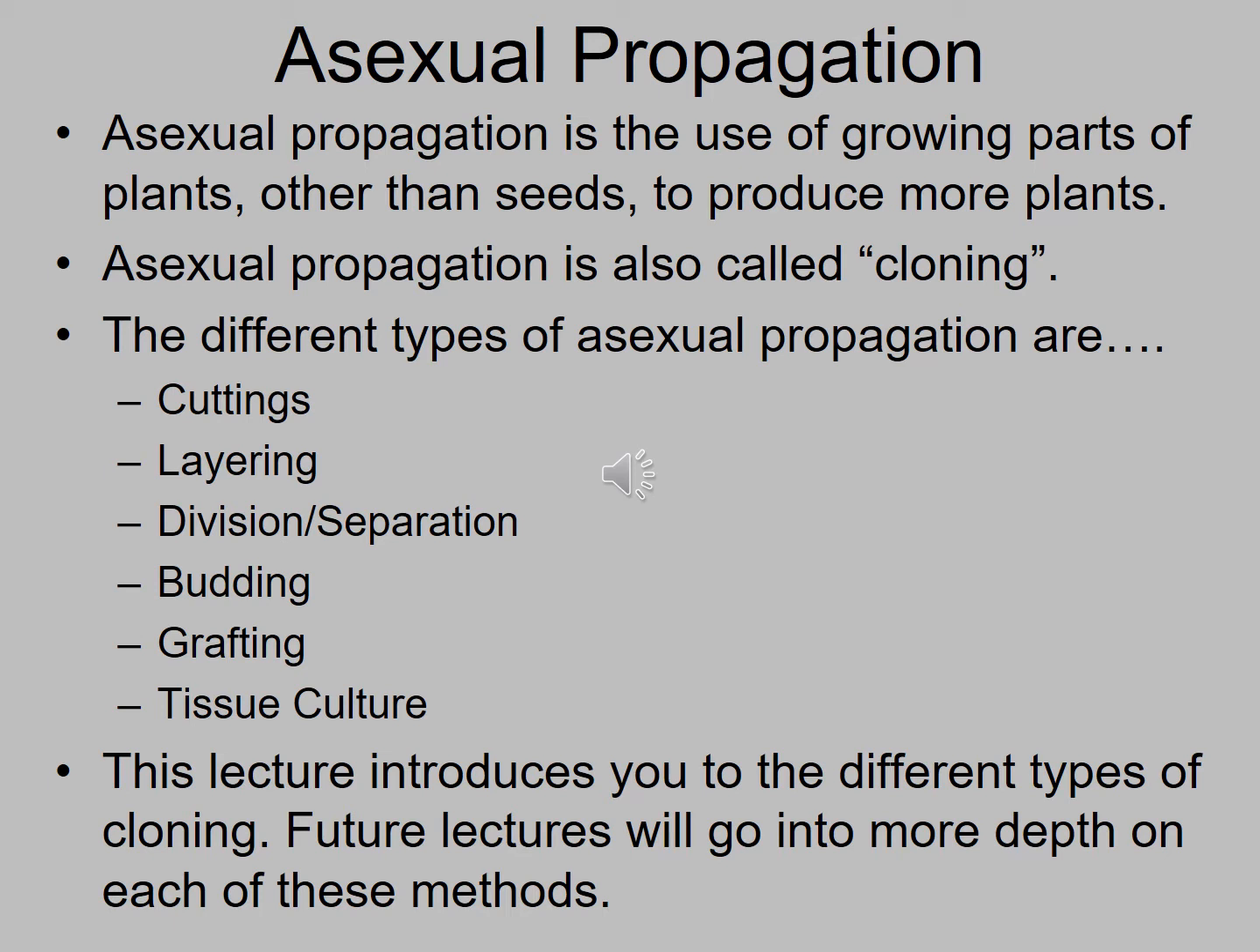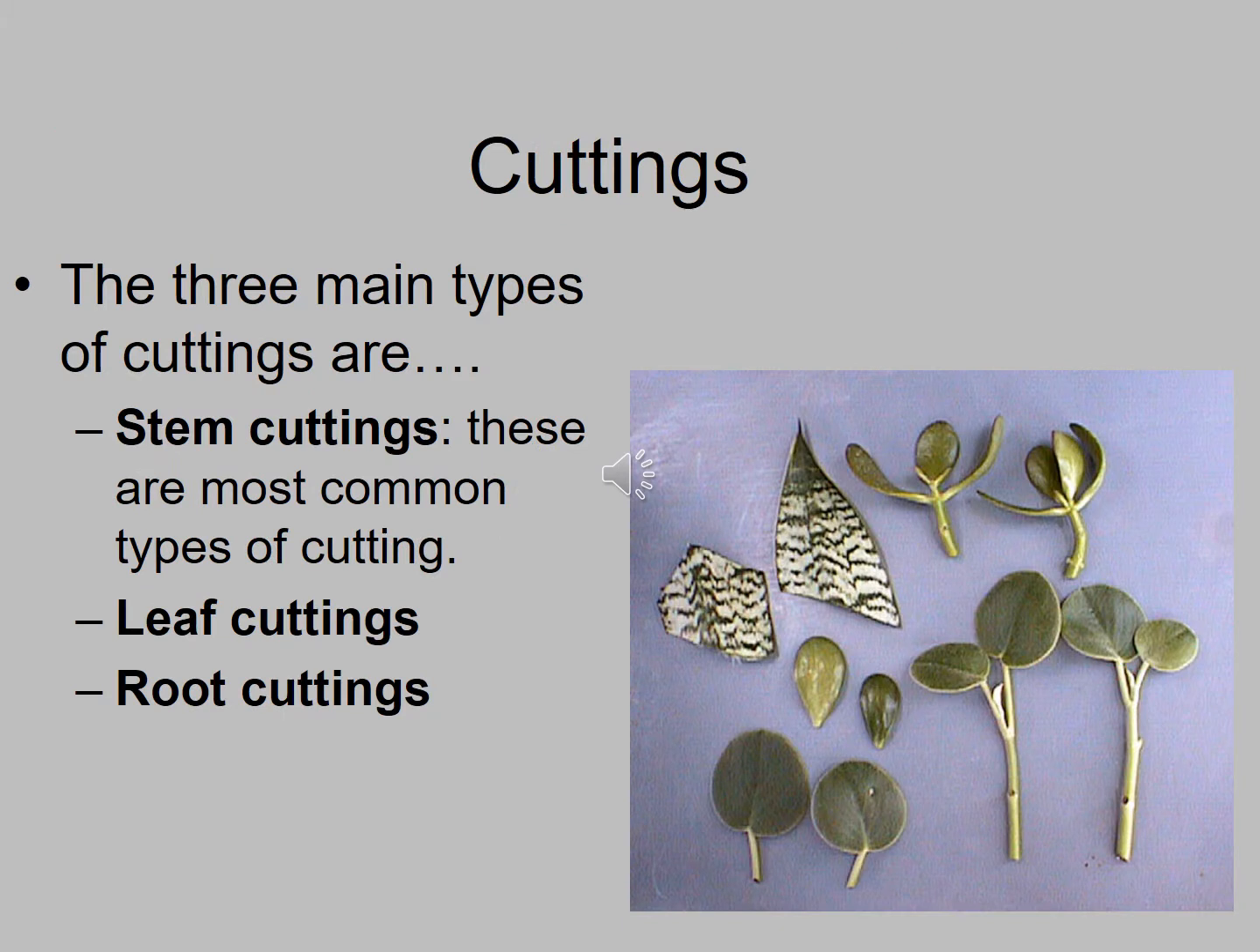Layering is another method. Divisions, budding, grafting, and tissue culture are all the different methods of asexual propagation that this lecture will explain in a little more detail. And then after this lecture, future lectures will be devoted completely to each of these topics, just about. So this is just an overview before we get into the nitty-gritty of spending a lot of time on cuttings and layering and so on. So let's start off with talking about cuttings.